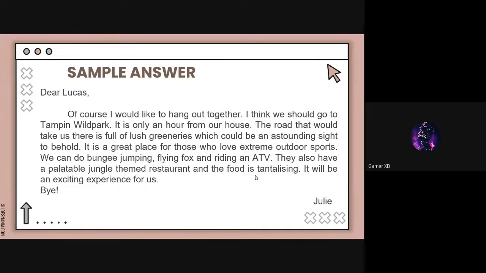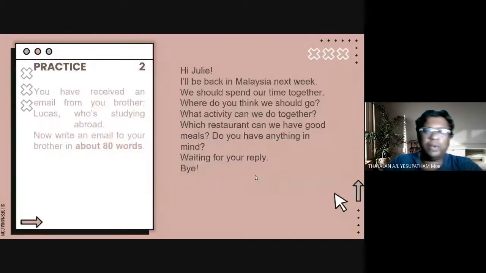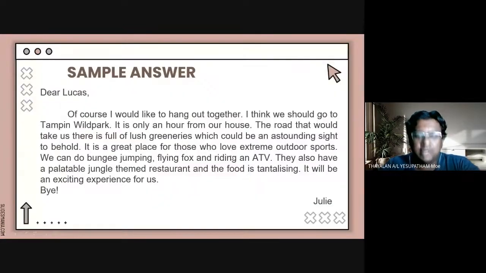All right. Now, if we go back to the question, although the question may seem very simple, there are 4 elements that you need to address. Where do you think we should go? What activity can we do together? Which restaurant can we have good meals? Do you have anything in mind? So 4 elements.